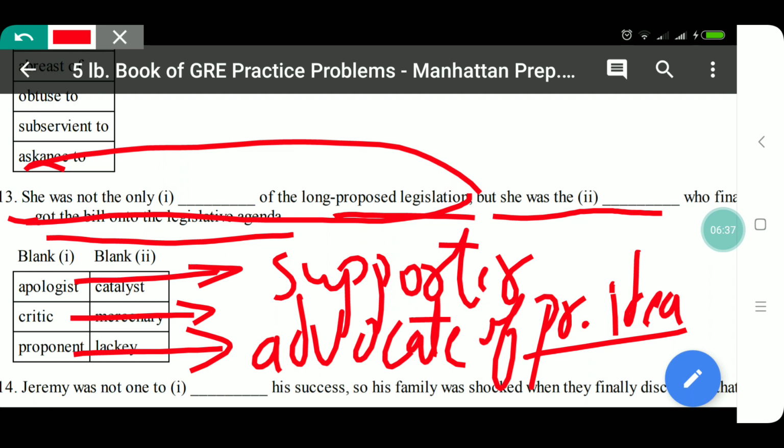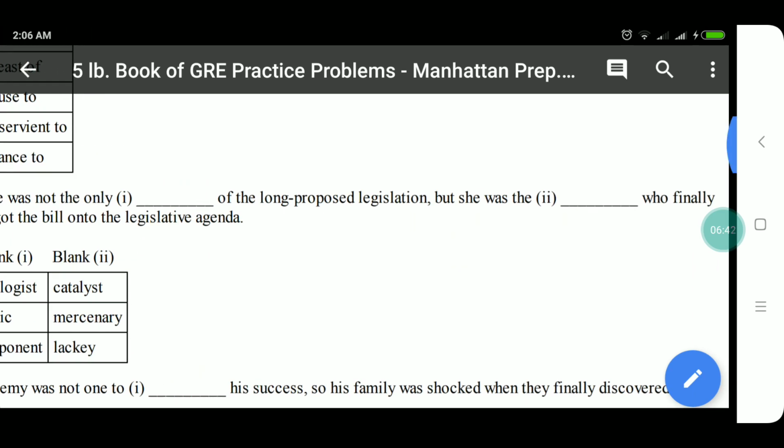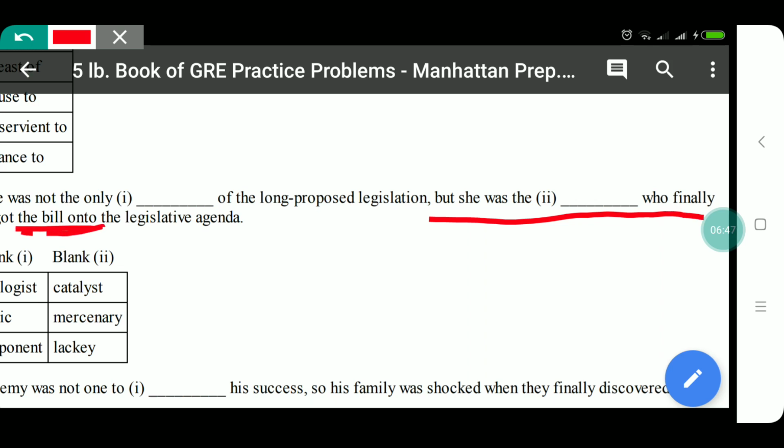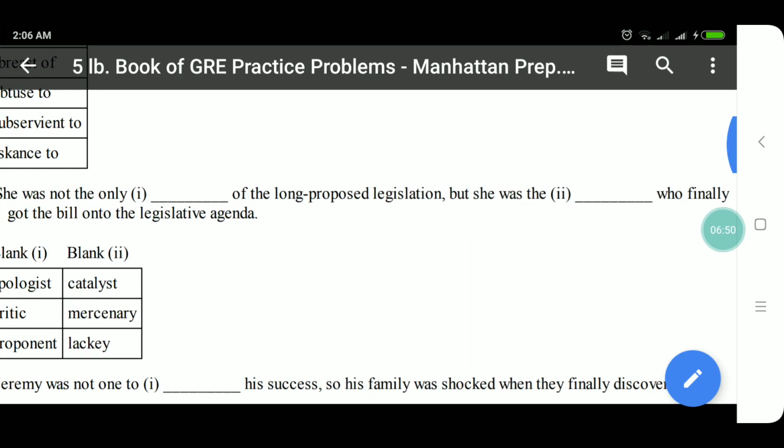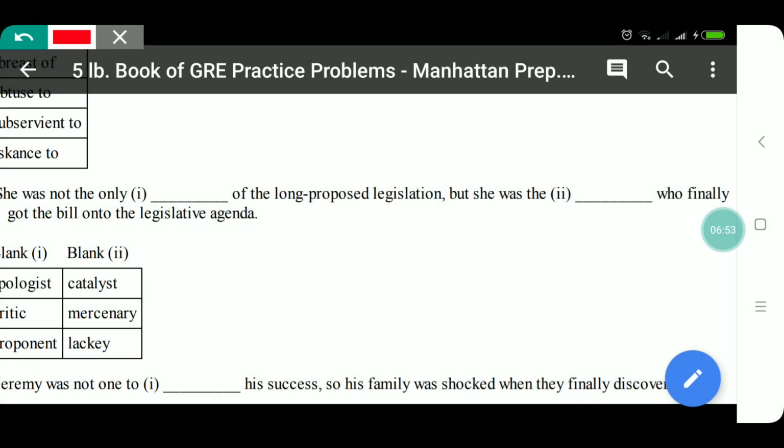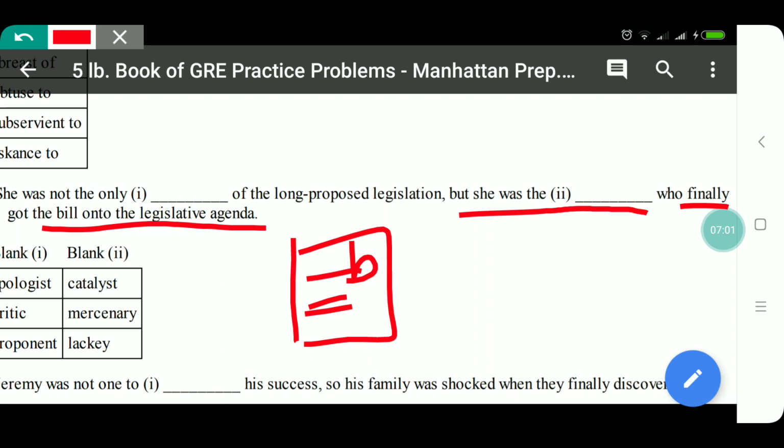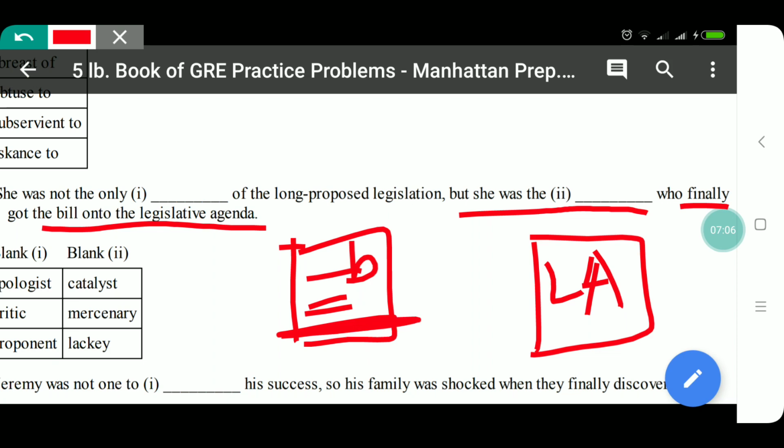So in this case, but she was the dash who finally got the bill onto the legislative agenda. Now you see, it's about a bill. This is a bill. Now this is the legislative assembly. Earlier this bill was not there in the legislative assembly, so she was the dash who finally got this bill onto the legislative assembly. So she brought this change.